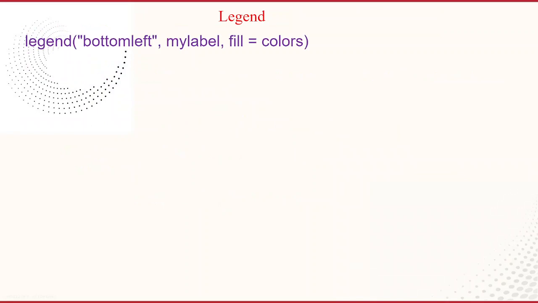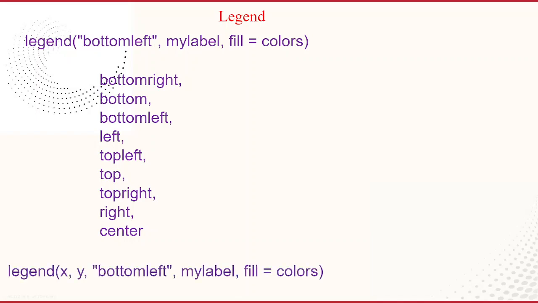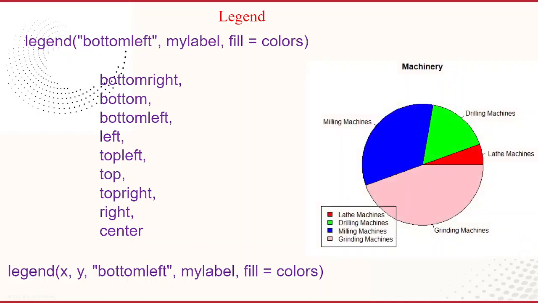Next, you can see the legend. You can create the legend also wherever you want. For the legend, you can prepare it: the legend is bottom left. I just want to create it at the bottom left, my label, fill is equal to colors. If you enter bottom right, then you can keep the legend at a different place, bottom right or bottom left, top left, like that, wherever you want. You can create legend with x comma y, bottom left, my label, fill is equal to colors. The x comma y relates to the position where you want to keep the legend, with the help of xy coordinates. Now you can see the legend will be displayed: lathe machines, drilling machines, milling machines, grinding machines. So the legend also you can create using these commands.